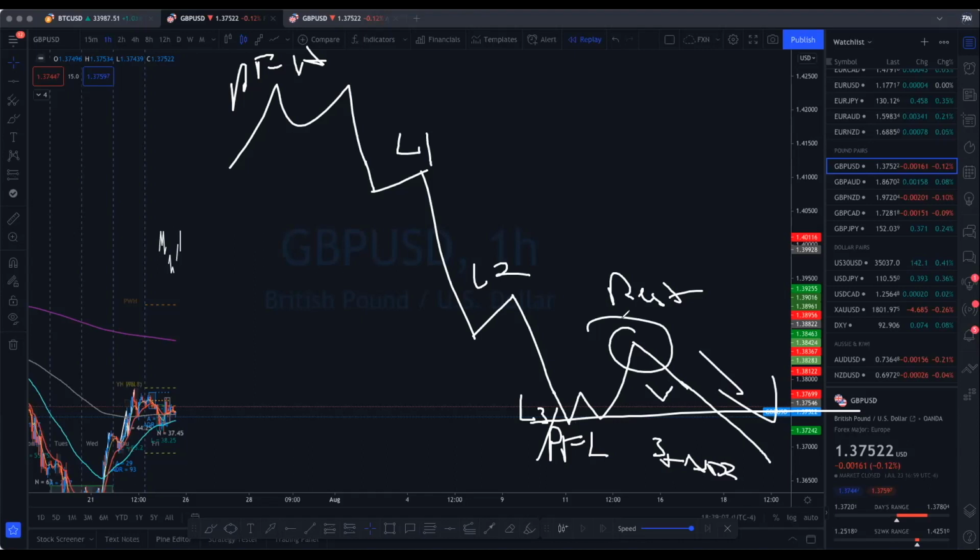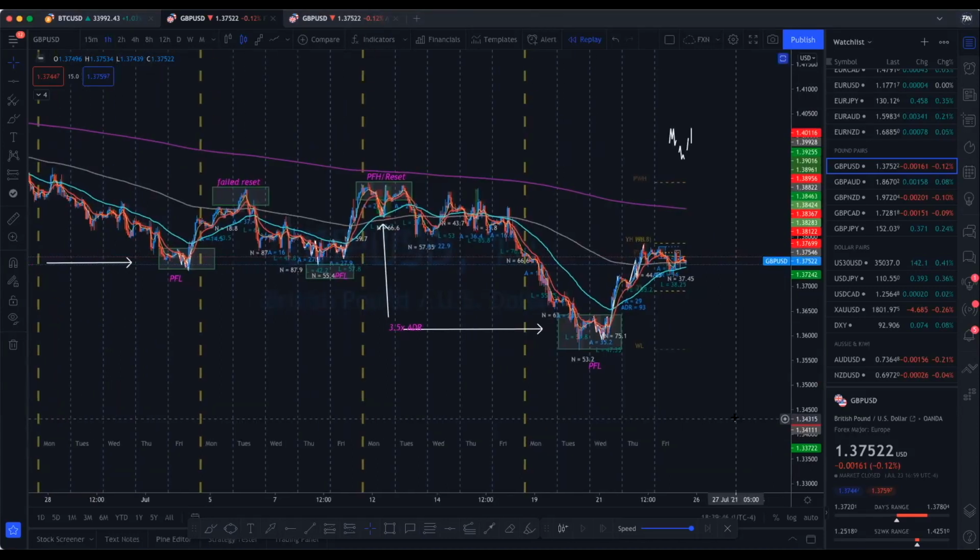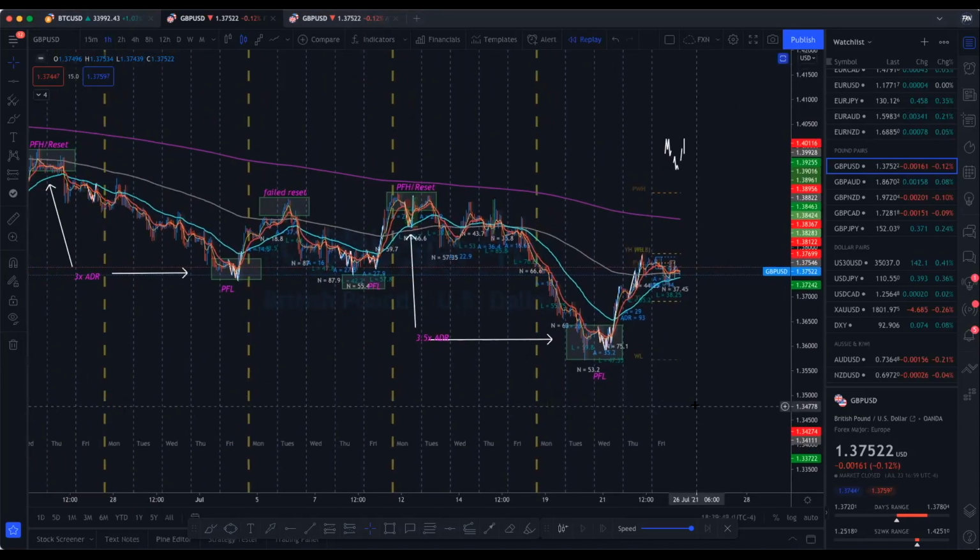Whenever you have a reset, and it's a confirmed reset, meaning that it passes this low here, this reset here becomes your new peak formation high. And then just go down 3 more levels. So if we look at this here, where are we at currently right now on pound USD?